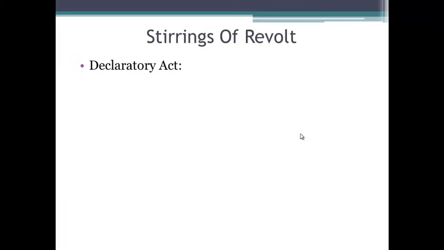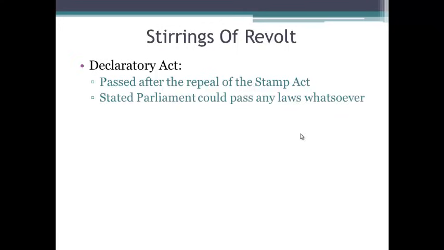So Britain finally repeals the Stamp Act because it's unsuccessful, but they issue at the same time something called the Declaratory Act. And this stated that in the future, Parliament could pass any laws whatsoever. So this was kind of a way for Parliament to save face. Okay, colonists, we'll give you what you want by repealing the Stamp Act, but in the future, we have the right to pass any law that we want whatsoever.